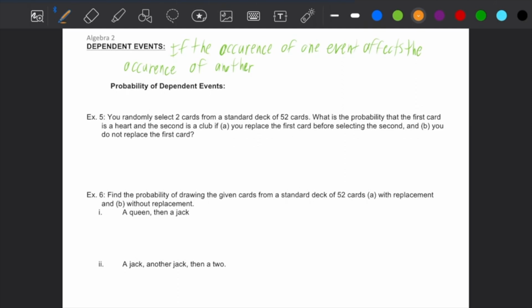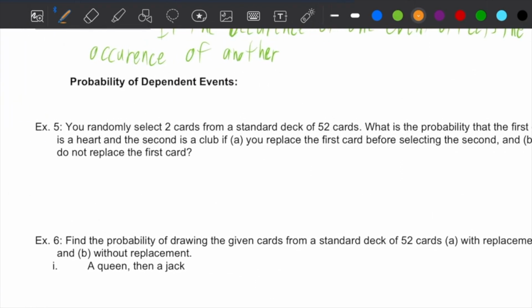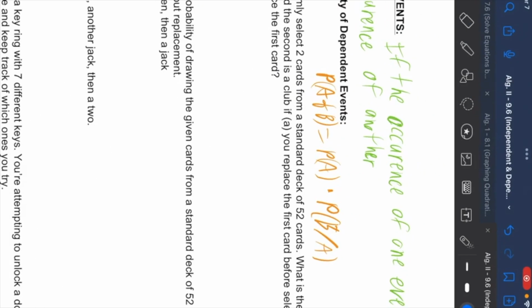So mathematically what you do is you say the probability of A and B is the probability of event A occurring times the probability of event B occurring given A already happened. So using that given probability that we did last section in section 5.